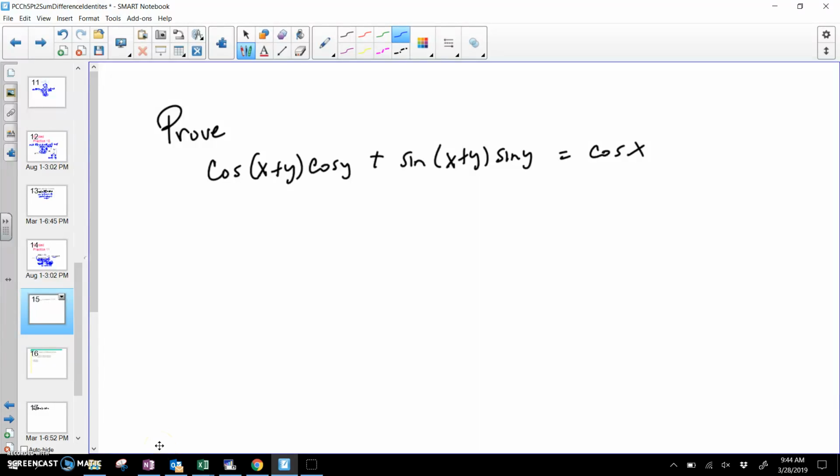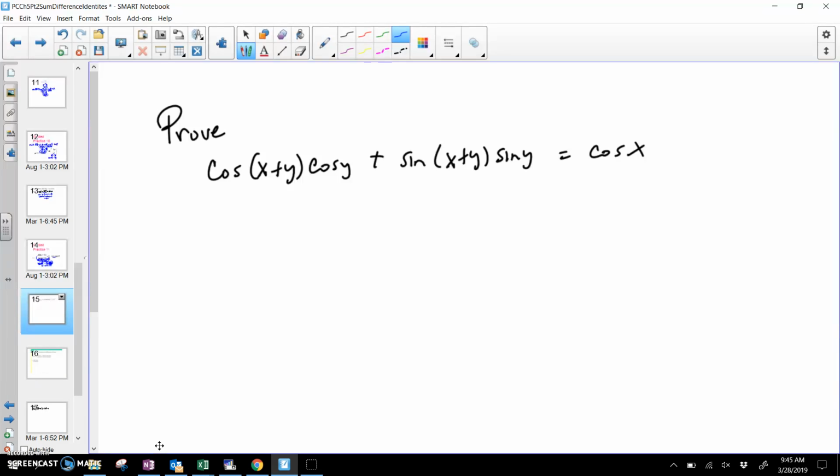Okay, in the last lesson, we introduced the sum and difference identities for both cosine and sine. The one thing we didn't get to in that video was the tangent of a sum and difference, so we're going to look at that in this video. But before we start, we are going to do one last proof with the sine and cosine one, just to continue to see how this works.